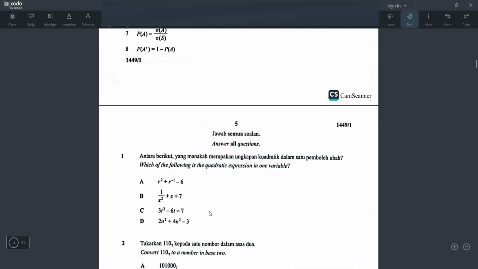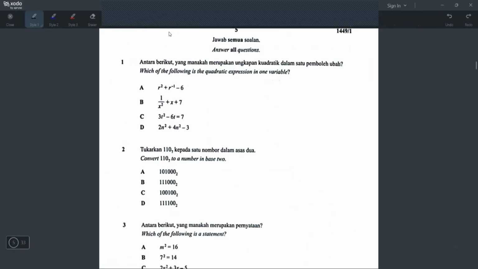Number 1. Which of the following is the quadratic expression in one variable? So quadratic, one variable. Quadratic means the highest power in the equation or expression in this case has to be 2. So the highest power must be 2, okay? But at the same time, the power has to be a whole number, right? So I repeat one more time. Quadratic means the highest power must be 2, and then the other power must be a whole number.